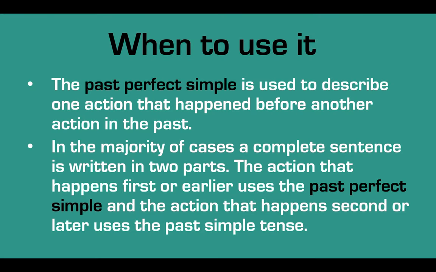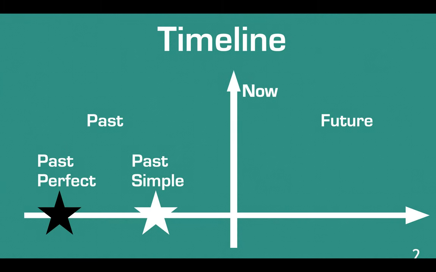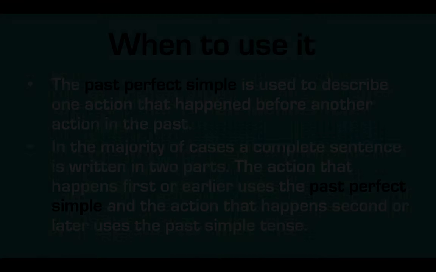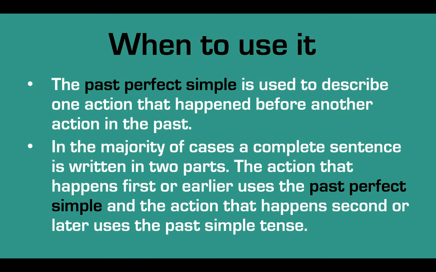So when do we use it? The past perfect simple is used to describe one action that happened before another action in the past. So, looking back at the timeline, we can see the past perfect happening first, and then the past simple. In the majority of cases, a complete sentence is written in two parts. The action that happens first or earlier uses the past perfect simple, and the action that happens second or later uses the past simple tense.